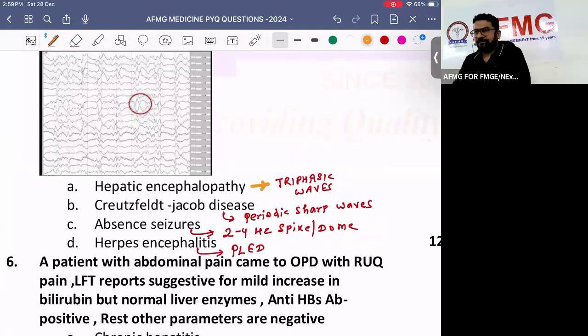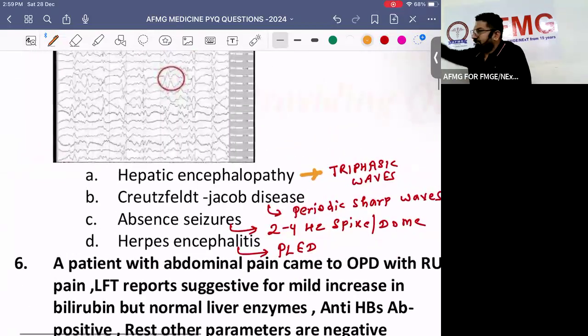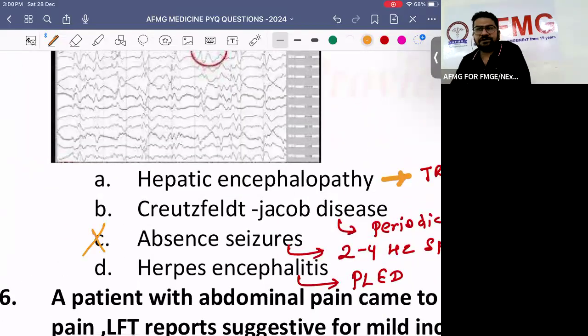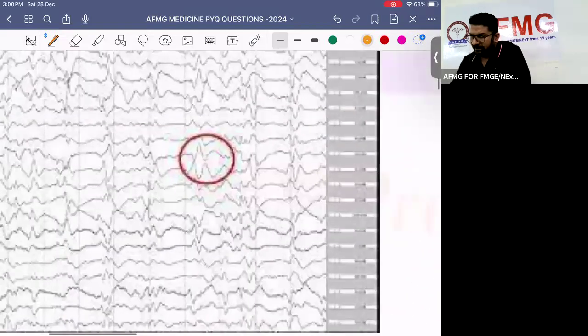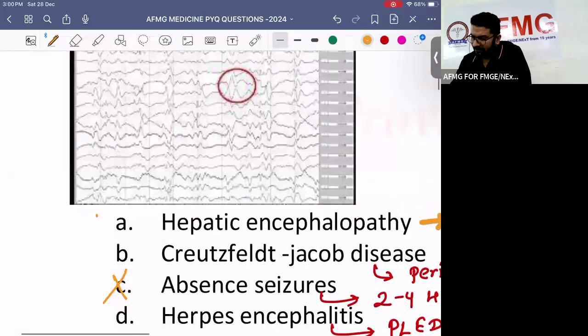Now in absence seizures 2 to 4 hertz is found. But here the hertz is not mentioned anywhere, so absence will not be the answer. Simple logic. If it were absence seizure, then the frequency would have been mentioned. Now, triphasic wave, you have to see three waves. Can you see any three waves? No. We are seeing only one wave. So there are no three abnormal waves, ruled out.